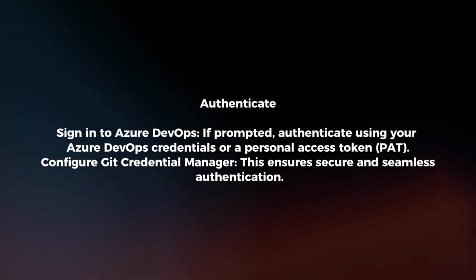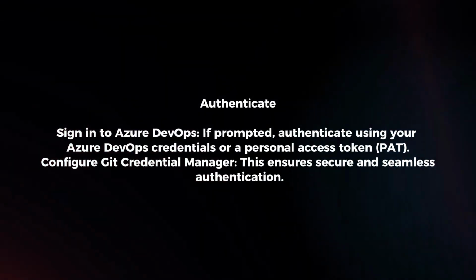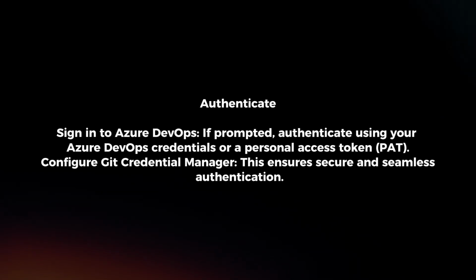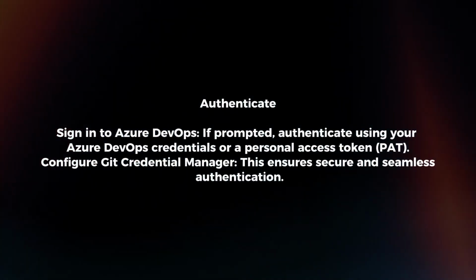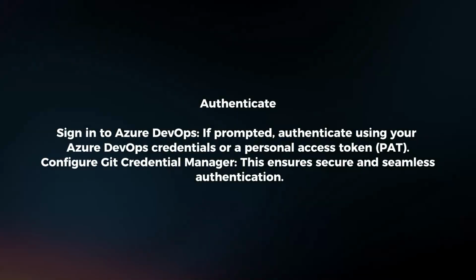Authenticate. Sign into Azure DevOps. If prompted, authenticate using your Azure DevOps credentials or personal access token. Configure Git Credential Manager. This ensures secure and seamless authentication.